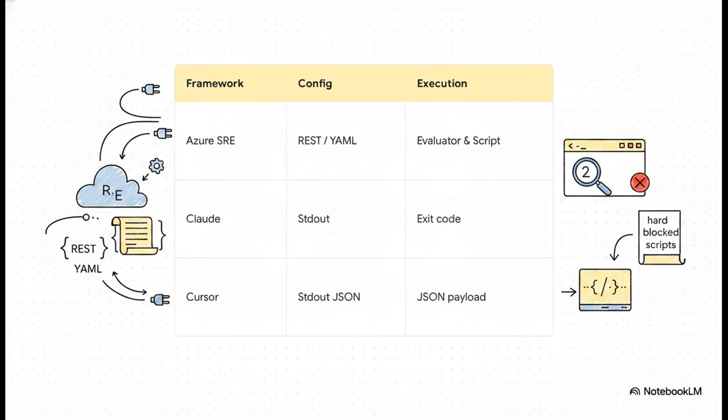But on the flip side, tools like Claude's Code and Cursor take a highly system-native approach. They rely heavily on standard output and process exit codes. For example, Claude literally uses process exit code 2 as an immediate, hard-blocking signal. It completely cancels the action and feeds the error right back into the model's loop.